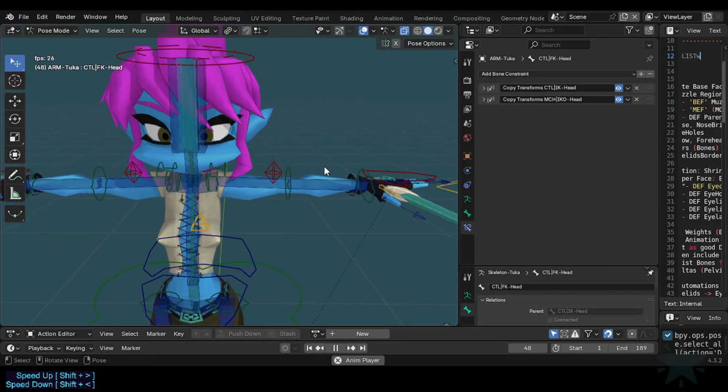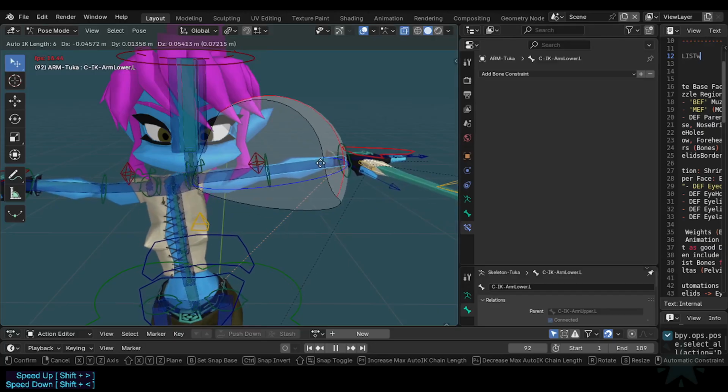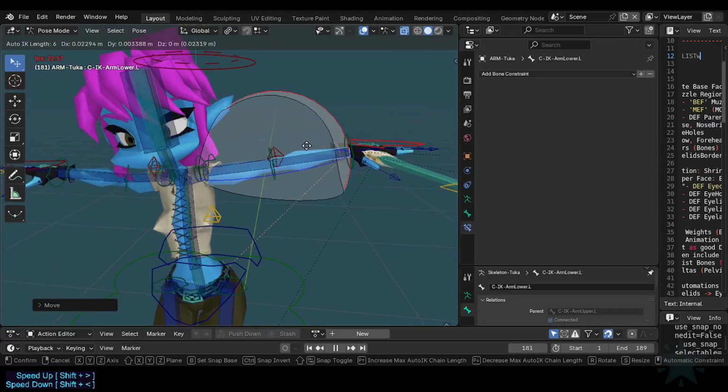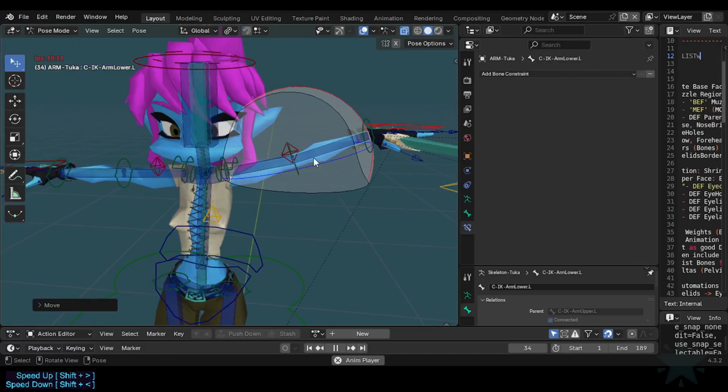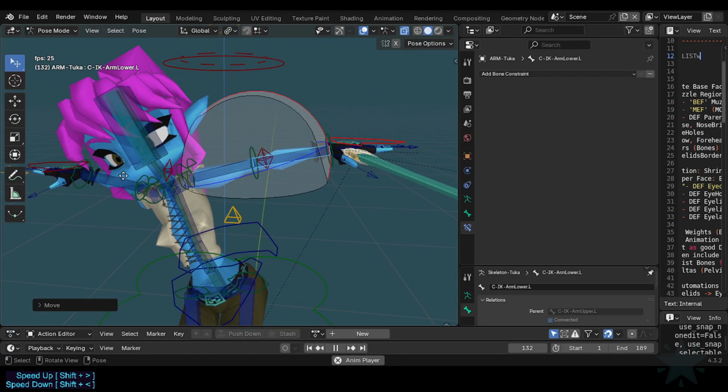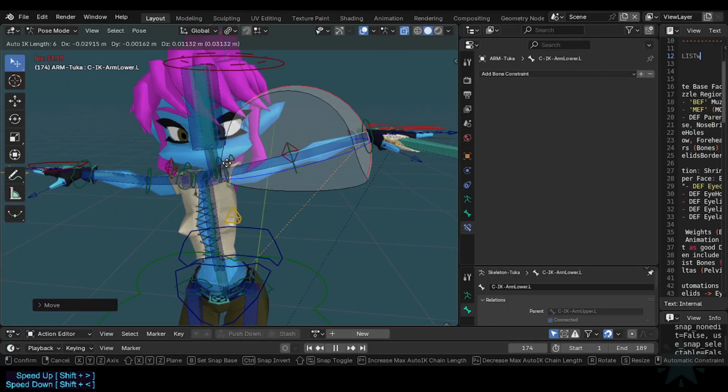Hello folks, so here I'm going to show a problem with the IK bone constraint and its IK chain length. So you see what is happening here? The head is moving to the right position, but the way it is moving is weird.